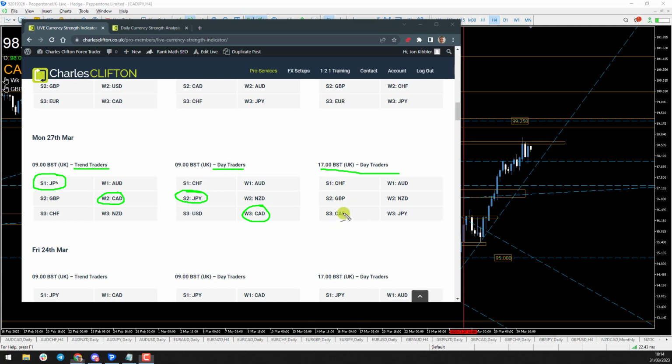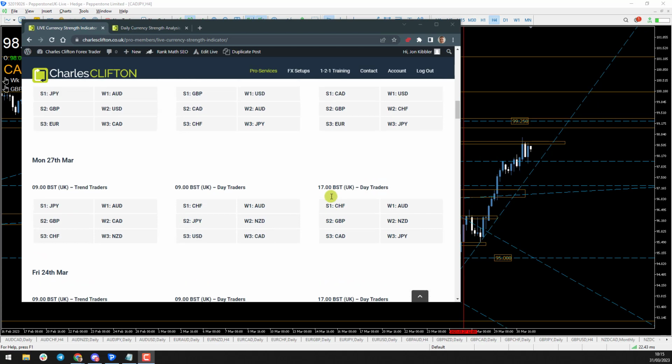Day traders table, you can see that that has completely changed. So by 5 p.m. on that evening, the CAD was the third strongest currency and the yen was the third weakest. That was the exit sign, basically. That was for you to say, okay, well, it's actually flipped, it's actually reversed on this table. There is no reason for me to stay in this trade any longer.